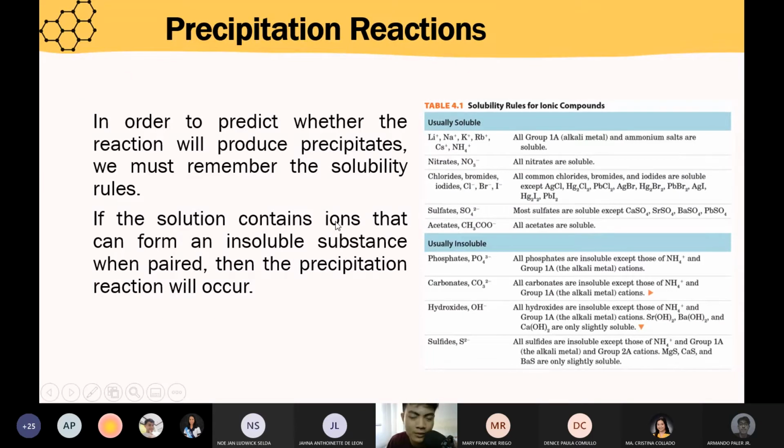And the goal of the precipitation reaction is to actually look into the ions that can form precipitate.